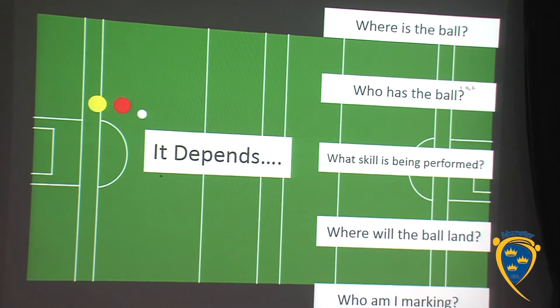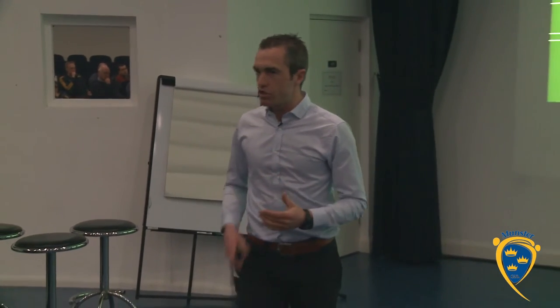All of these decisions are decisions made off the ball. The ball is outside of us. And this is what we call reading the game. Making decisions off the ball. Previously, we've seen decisions on the ball, but we have decisions off the ball as well.